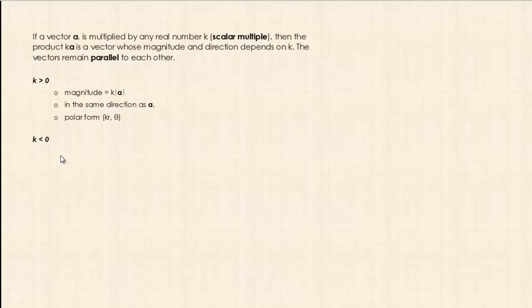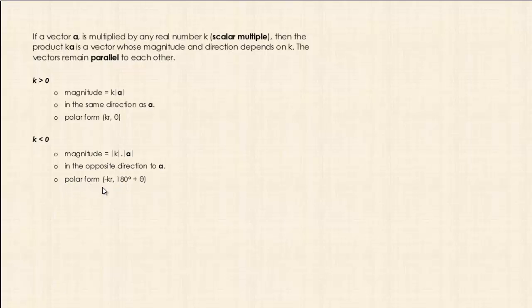If k is negative, the magnitude would be the modulus of k, so we're ignoring the negative sign there. So if k were negative 3, then the magnitude is going to be 3 times the magnitude of a. It will be in exactly the opposite direction to a, so some people refer to that as antiparallel.